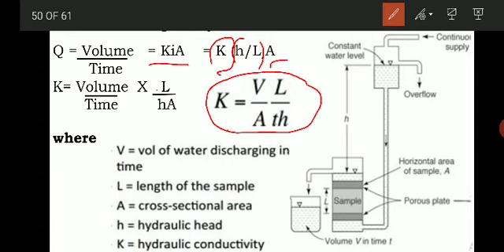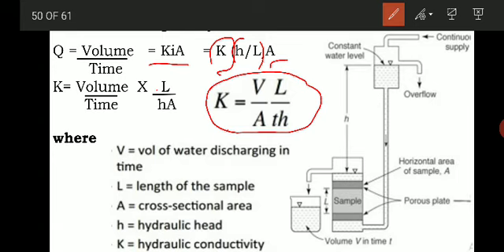V is the volume of water which is discharging in time t. Then L is the length of the sample. Then A is the cross section area of the sample, then H is the hydraulic head, and K is the hydraulic conductivity. So K we can find out with the help of formula, that is VL by ATH. Okay, so this is from Darcy's law, we got the final equation.